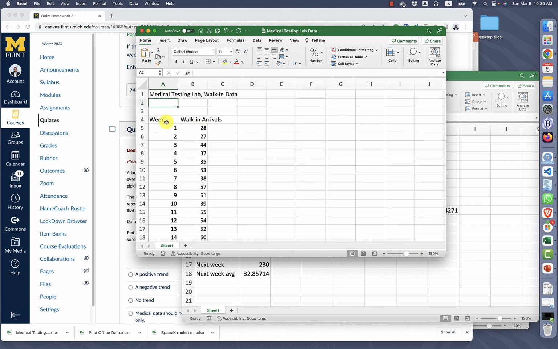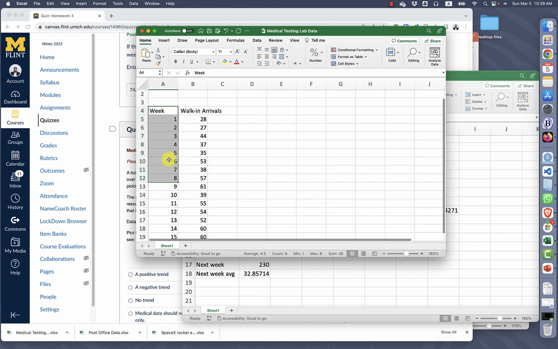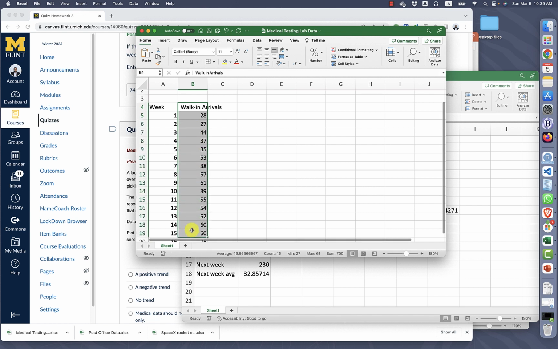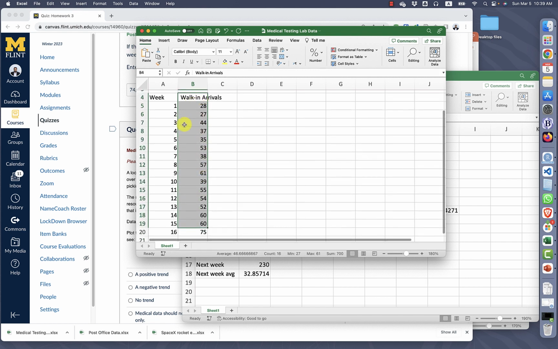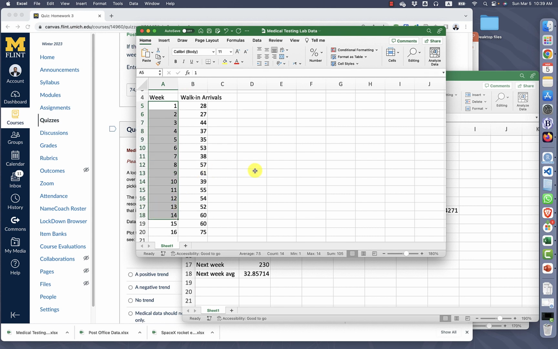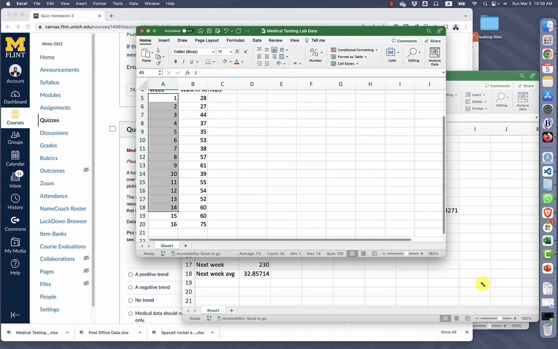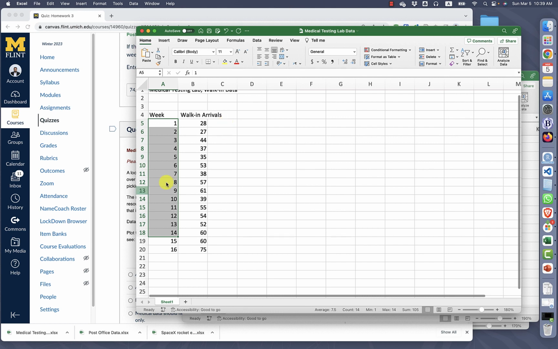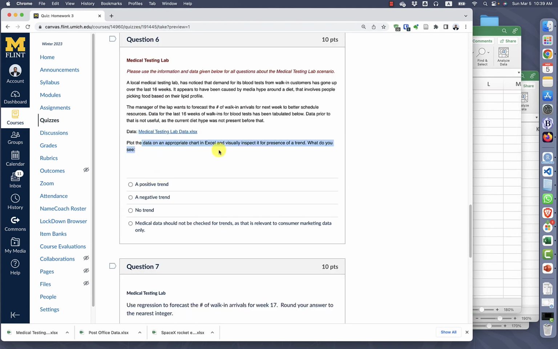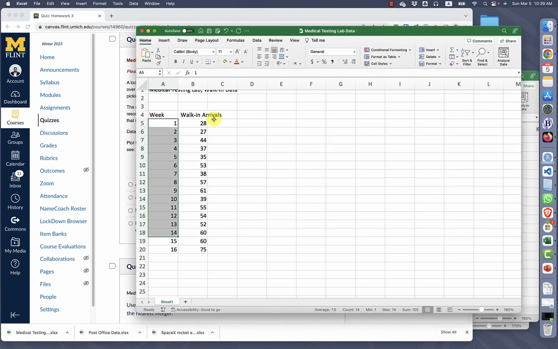Okay, so we have time, which is a week number, and then we have the actual arrivals, which is our actual demand, and we can use the trend over time to project the demand forward. Okay, so the first question says plot the data and see if there's a trend. So we're going to plot this on the y-axis and time on the x-axis.